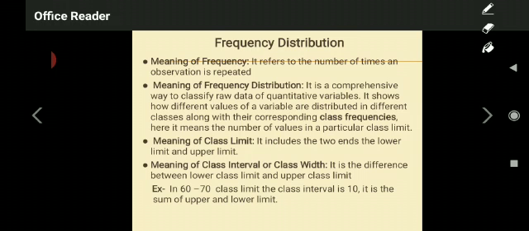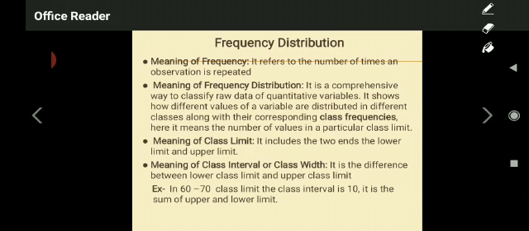Dear students, in the last lecture, we have studied the classification of data, which is most important topic. And in today's lecture, let us understand the most important topic, that is frequency distribution. With this topic, the statistical calculation part begins. Let us look at the slide first.